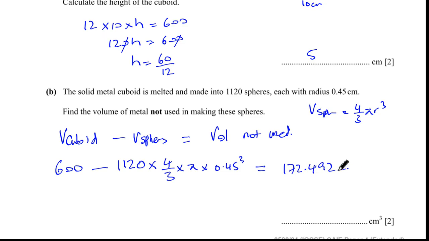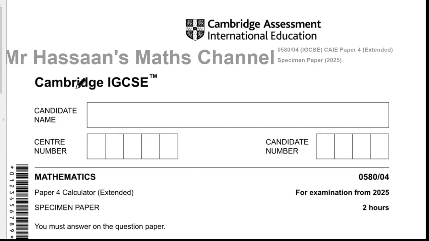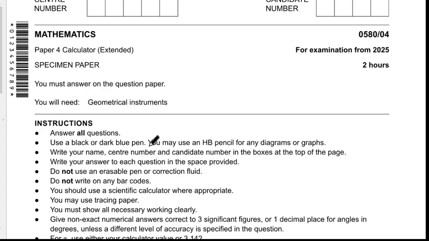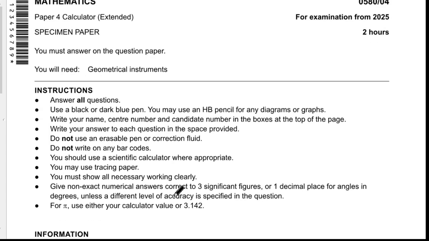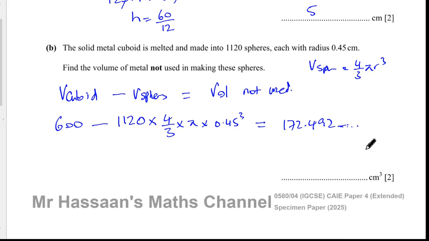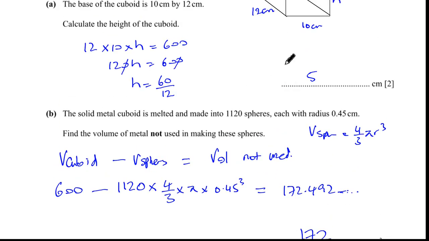Now our answer, of course, is not an exact answer. As we can see from the instructions at the start of the paper, we are told to give non-exact numerical answers correct to 3 significant figures, or 1 decimal place for angles in degrees, unless otherwise stated. So what we need to do here is give this to 3 significant figures. That's going to be 172 centimeters cubed. And that concludes this question from this paper.